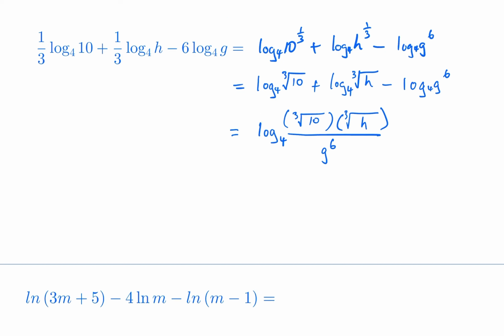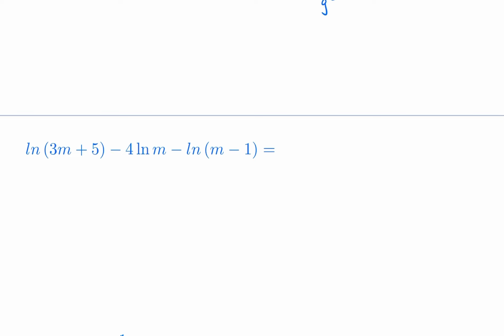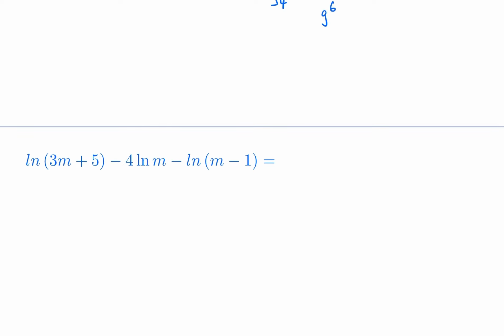Okay, moving on to the next example. We now have a natural log of 3m plus 5 minus 4 natural log of m minus the natural log of m minus 1. So first what we're going to do is move this coefficient up here to become a power. So this becomes natural log of 3m plus 5 minus natural log of m to the 4th minus the natural log of m minus 1.